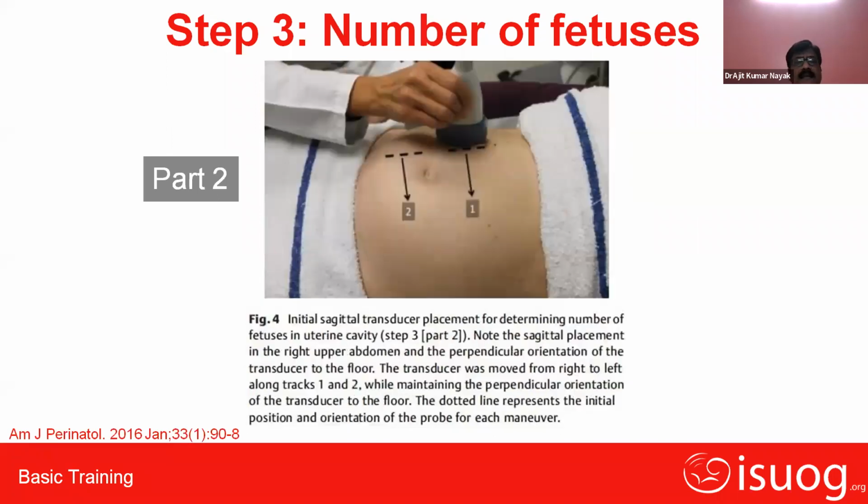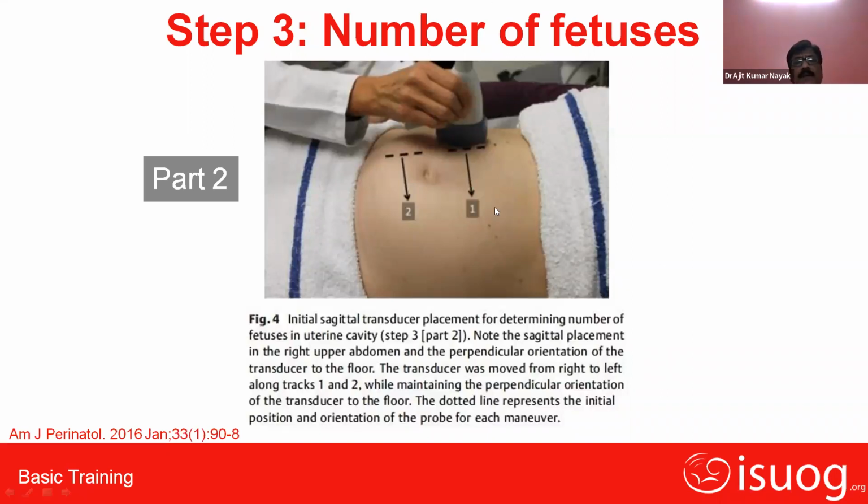So this is again, they are vividly describing how to move the probe. The sagittal placement in the right upper abdomen. So this is the right side, this is the left side. This is the sagittal placement of the probe in the right upper abdomen and perpendicular orientation of the transducer to the floor. And this probe or the transducer should be perpendicular to the floor or perpendicular to the maternal spine. That's very important. And the transducer is moved from right to left.